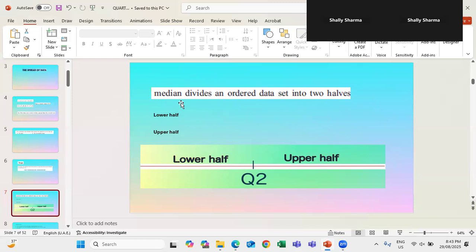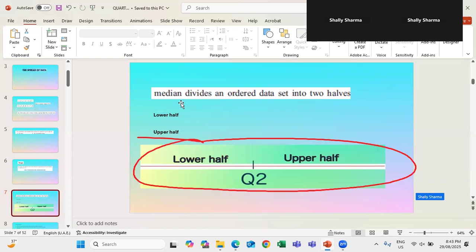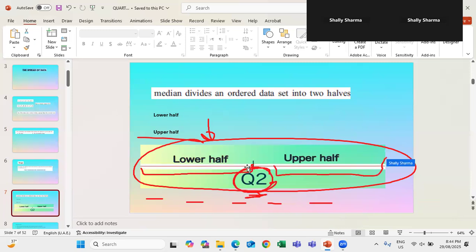Now median, what does it do? Whatever data set you have given, when you arrange it in ascending order, median divides the ordered data set. Means when you arrange it in ascending order, it divides your data into two halves. So median is represented by Q2, and it divides the whole data into two halves. First one is called the lower half, which is having the values less than or equal to this median, and the other one is having the values equal to or higher than the median, and that is known as upper half.